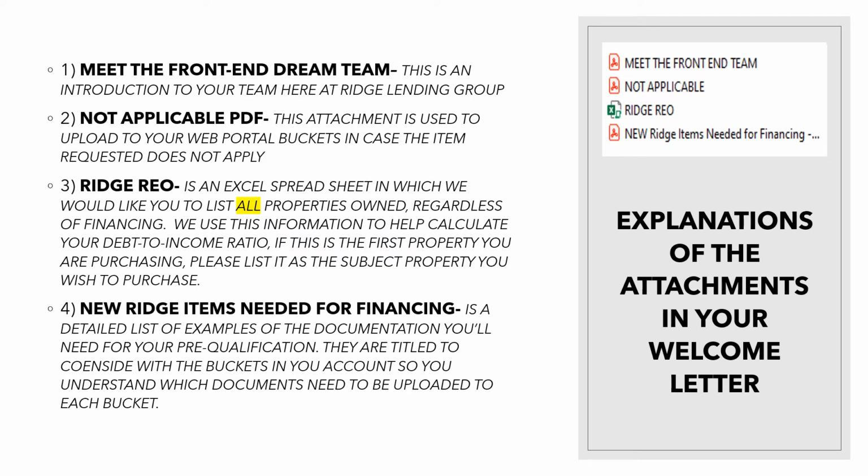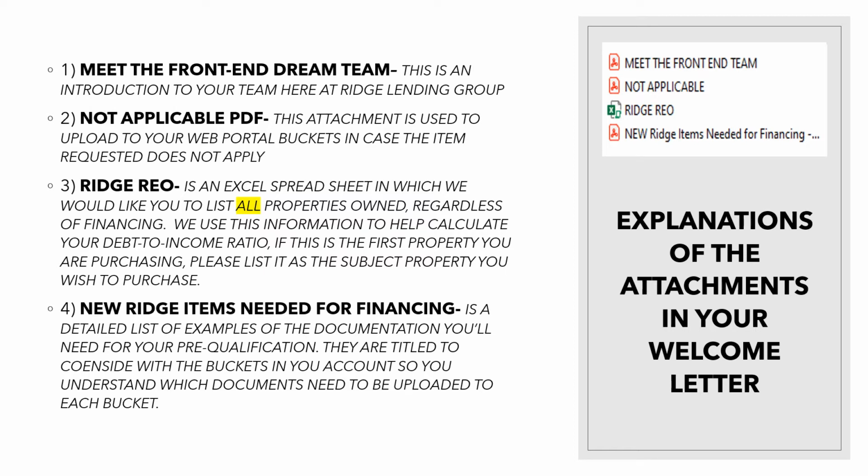The third attachment is the Ridge REO. This is an Excel spreadsheet in which we would like you to list all properties owned regardless of financing. We use this information to help calculate your debt-to-income ratio. If this is the first property you are purchasing, please list it as the subject property you wish to purchase.